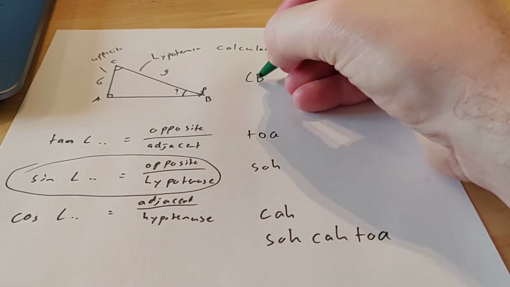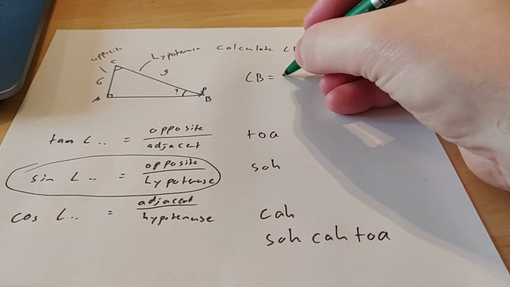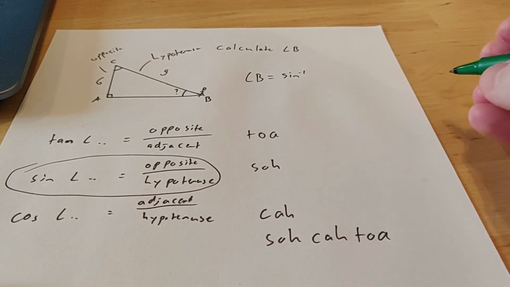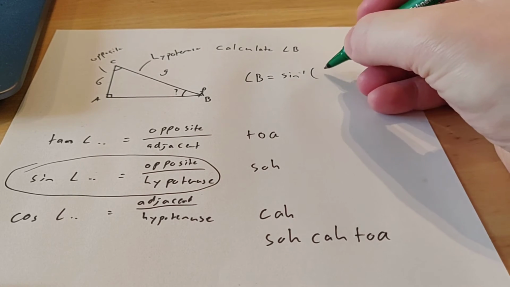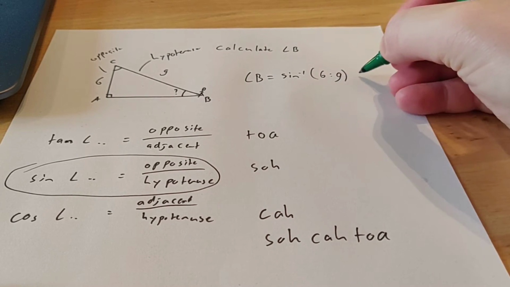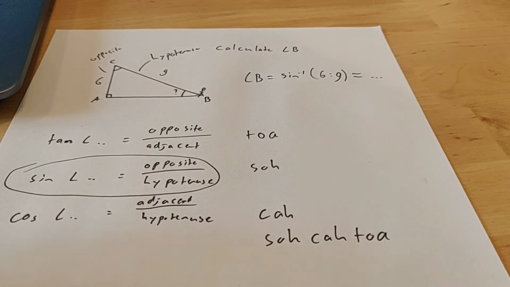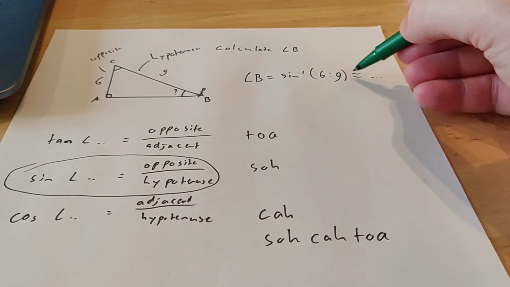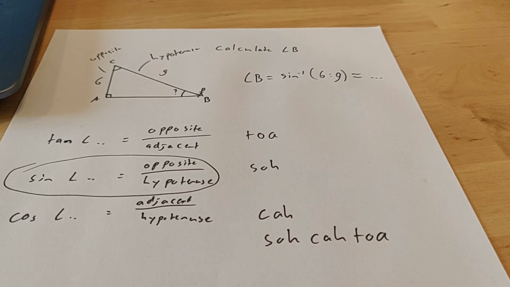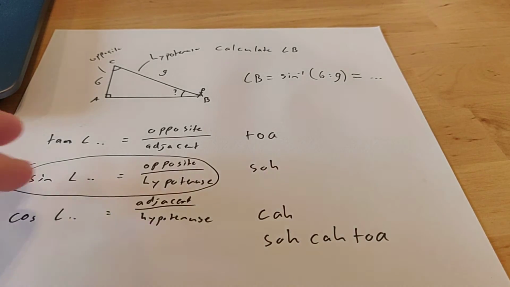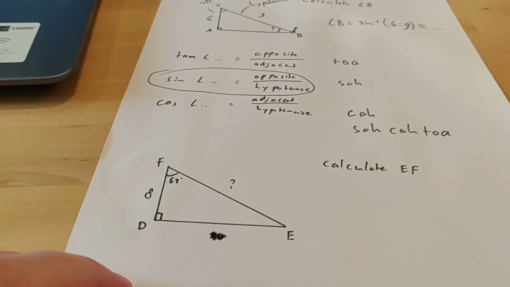So to calculate angle B, we do sine to the power of minus 1, because if you calculate an angle, you always do sine minus 1. And then 6 divided by 9. Now you can type that into your calculator and then you get the answer. Right? But it's important that you know this. Typing it in, I think everybody can do that. I have another example for the people that are interested, otherwise you can just stop watching this video.